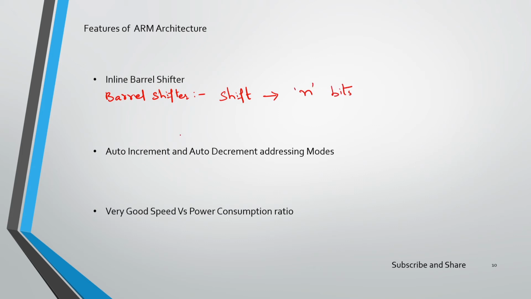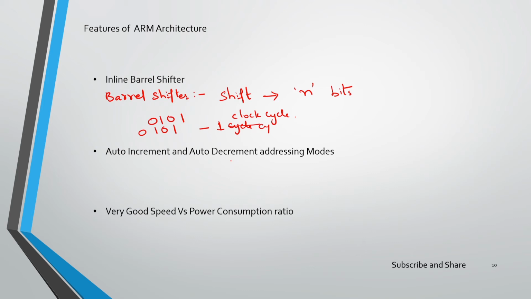In combinational logic circuits, what happens? If I have a number like 0 1 0 1, and I have to shift it 1 bit, I need 1 clock cycle. So in order to shift the operand to the left or to the right by 1 bit, I need 1 clock cycle, 1 clock cycle for 1 shift operation.